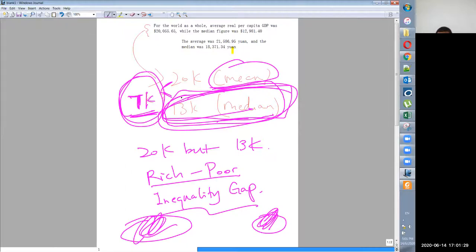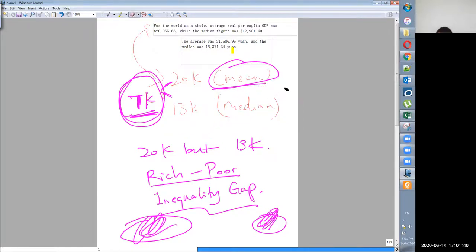But that means what? That means China is still below the median. Am I right? Yeah. Surprisingly, China is still below the median. But China isn't very far off, probably like 2K. Developing. Yeah, China isn't too far off.